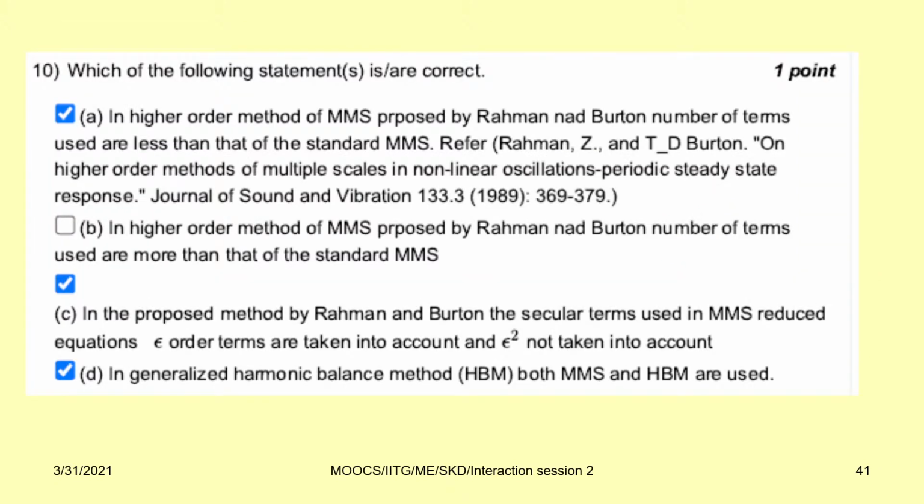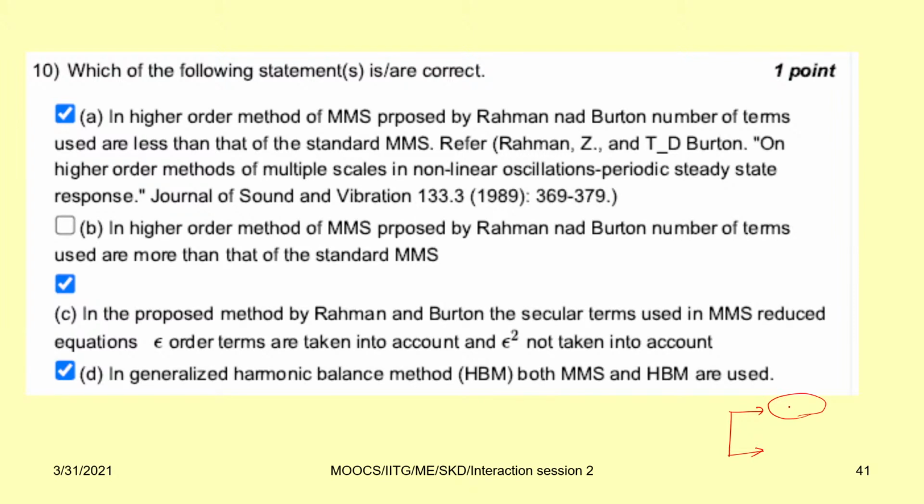Which of the following statements are correct? The higher order method of multiple scales was proposed by Rahman and Burton. There are two higher order methods of multiple scales you can use. The first is the normal or classical way, which is available in the book of Nayfeh and Mook, and the second was proposed by Rahman and Burton.